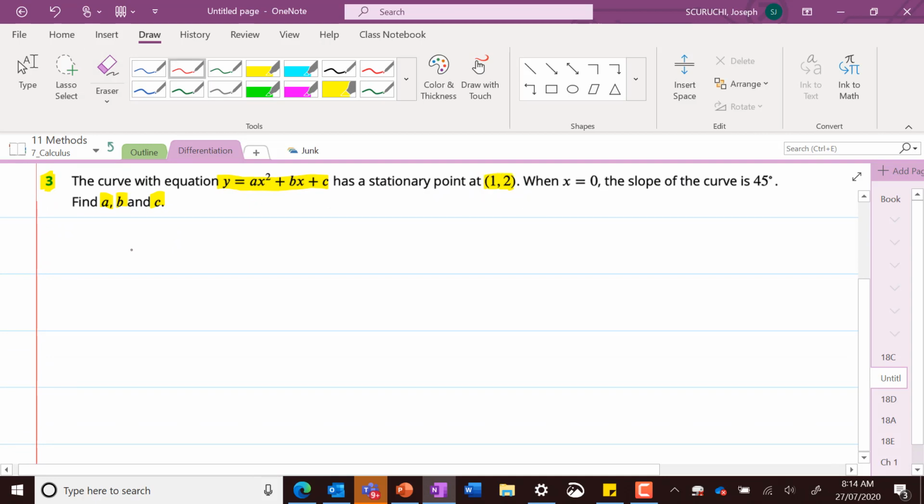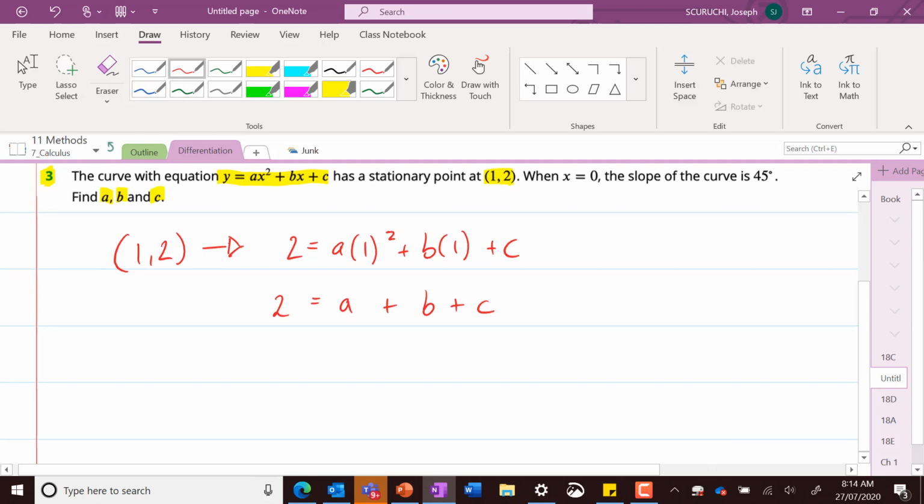So let us come over here and say, well, we know we have (1, 2). Let us sub that into our equation and see what we get. That will be our first equation. So we're going to get 2 equals a(1 squared) plus b(1) plus c. And then I'm going to tidy that up a bit. I'm going to get 2 equals a plus b plus c. Perfect. Let's call that, and we'll do it all in green, we'll call that 1.